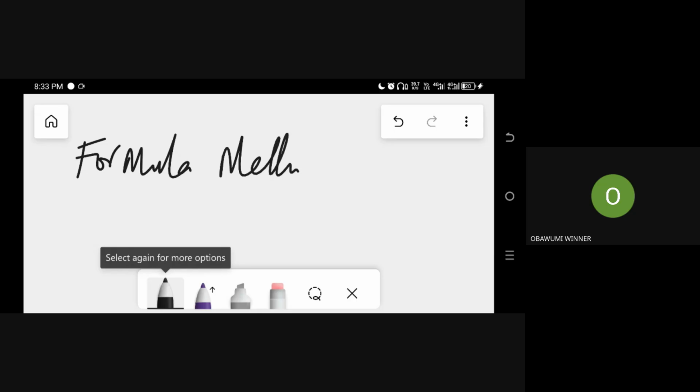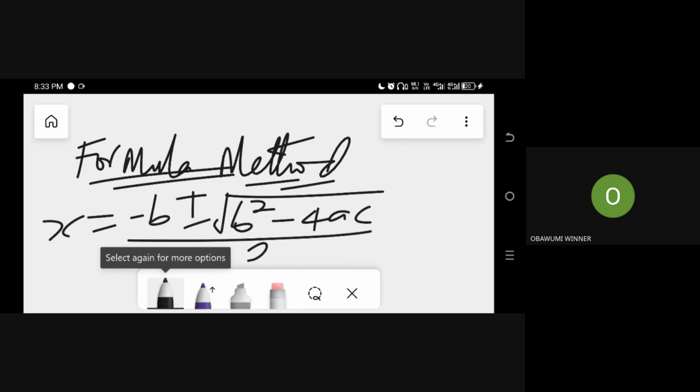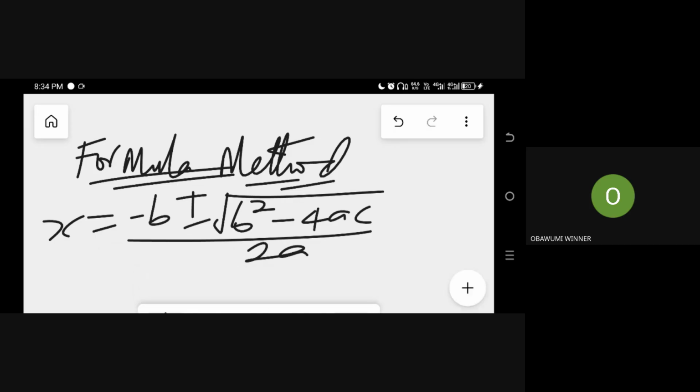So for the formula method we looked at that day, we said the formula method is given as x is equals to minus b plus or minus the square root of b squared minus 4ac over 2a.